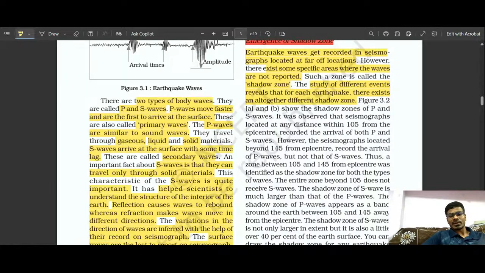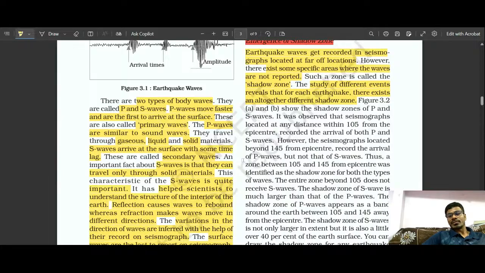Figure 3.2, we'll see that. It was observed that the seismograph located at any distance within 105 degrees from the epicenter recorded the arrival of both P and S waves. However, the seismograph located beyond 145 degrees from the epicenter records the arrival of P waves, but not that of S waves. Thus, the zone between 105 and 145 degrees from the epicenter was identified as the shadow zone for both types of waves.